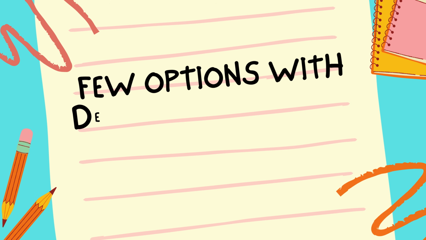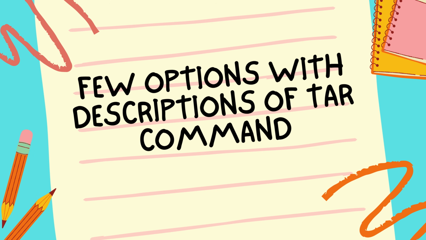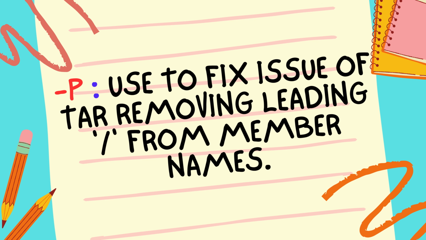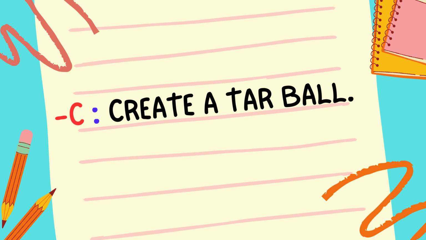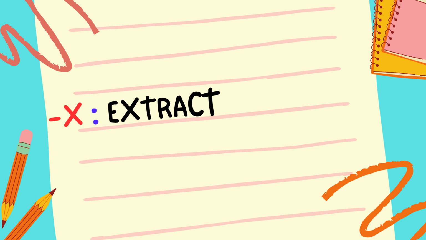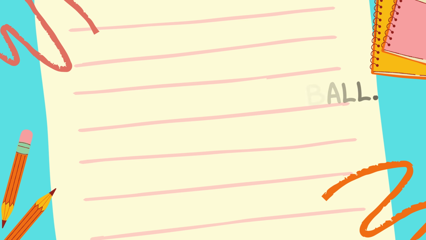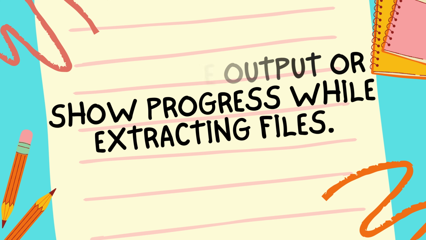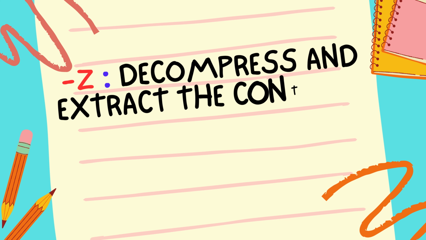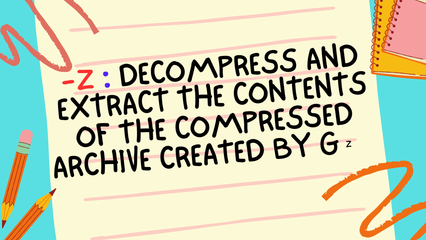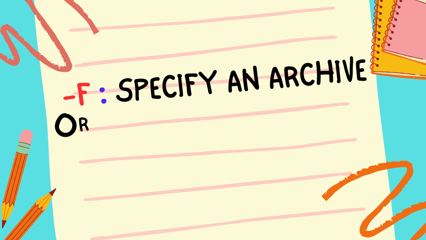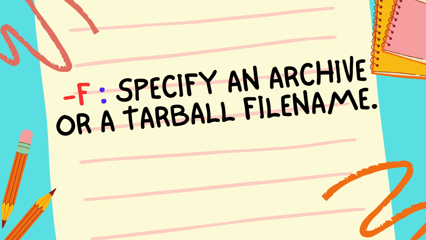Here are a few options with descriptions which have been used along with the tar command. -p: used to fix the issue of tar removing leading / from member names. -c: create a tarball. -x: extract a tarball. -v: verbose output, or show progress while extracting files. -z: decompress and extract the contents of the compressed archive created by the gzip program. -f: specify an archive or tarball file name.